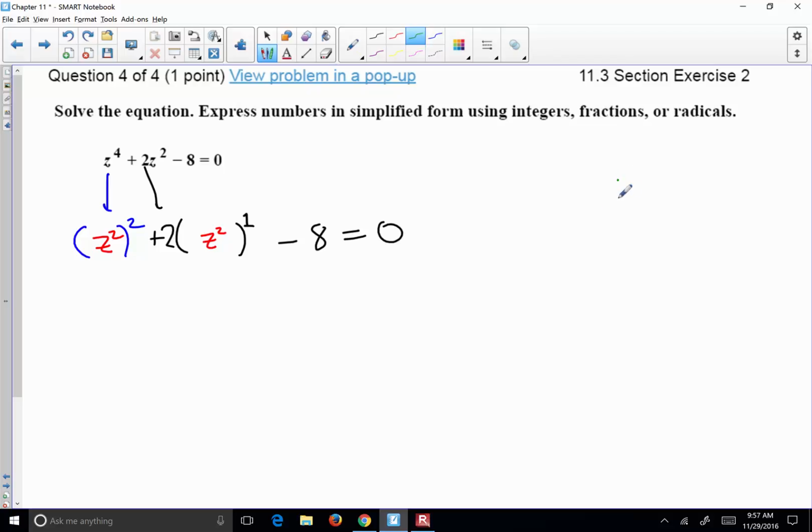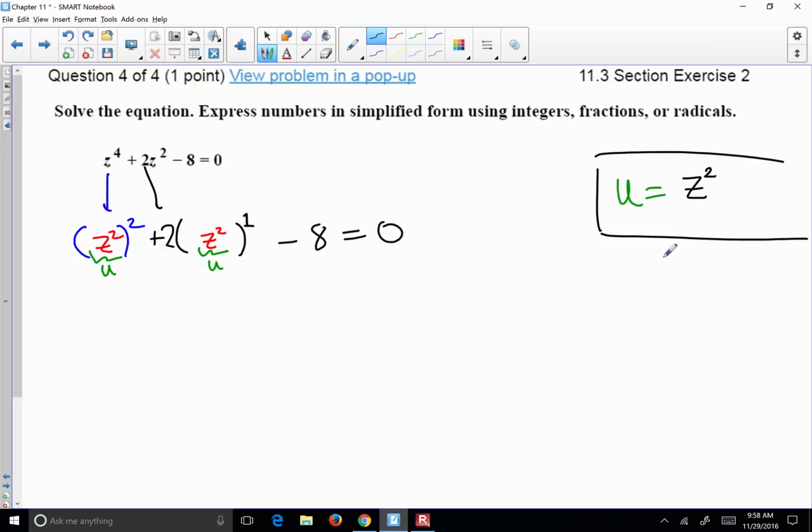So what is the u we called here? This is the u, and it's matching in both spots. It is z squared. So u squared plus 2u minus 8 is what you're supposed to solve. Questions start off easy, but let's see if we can factor it. If we can't, we need to go the hard way and use the quadratic formula. But can you factor this?